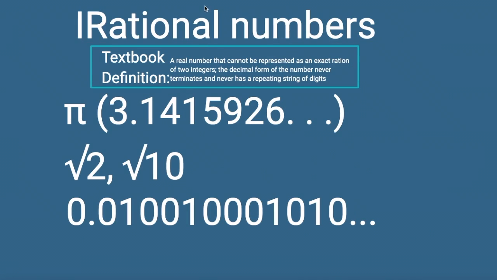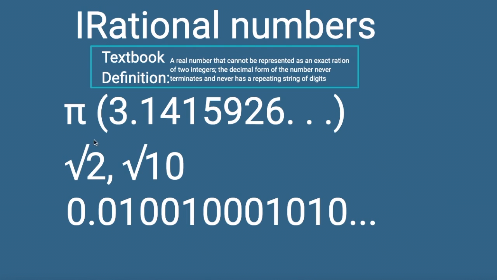Now for irrational numbers, the textbook definition is also pretty confusing. A real number that cannot be represented as an exact ratio of two integers. The decimal form of the number never terminates and never has a repeating string of digits. You can forget that basically, because irrational numbers are basically any number whose decimal goes on forever in a non-repeating fashion. So pi would be the most famous example of this, because it's 3.1415926, and it goes on forever without any pattern. This is an irrational number.